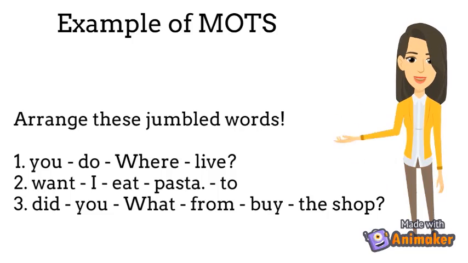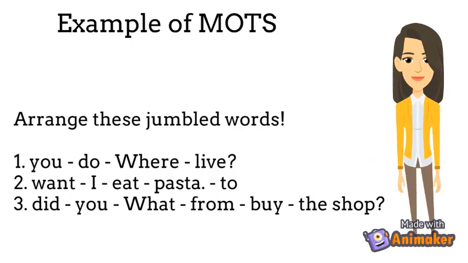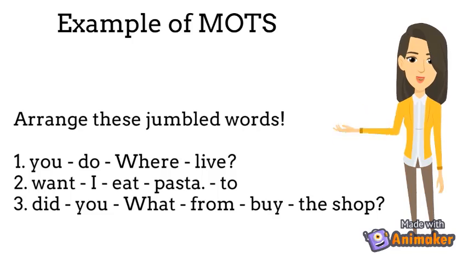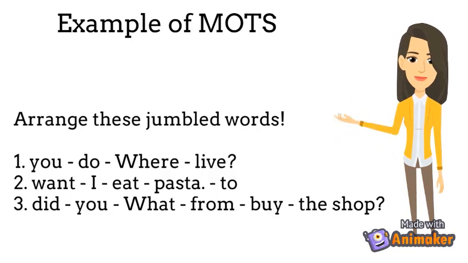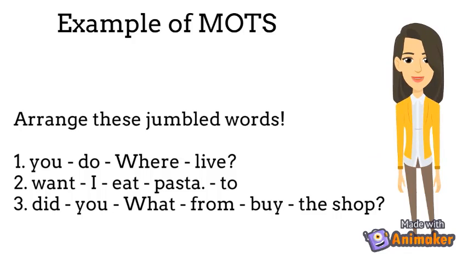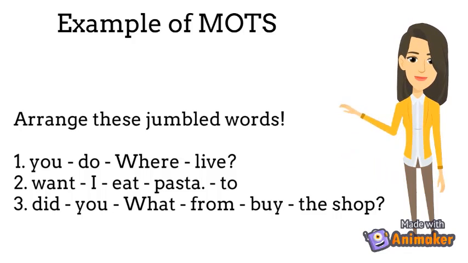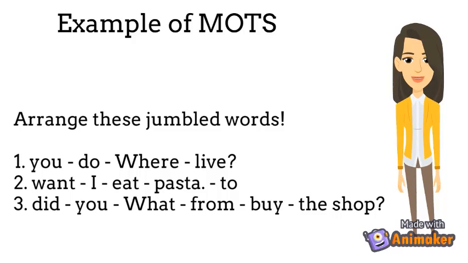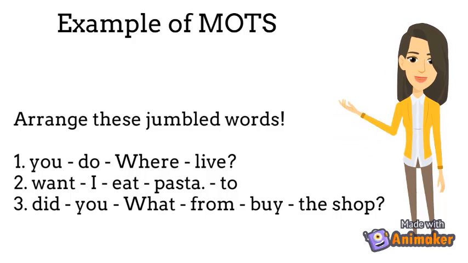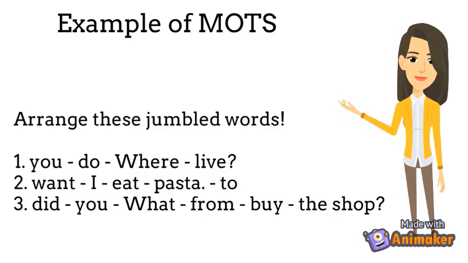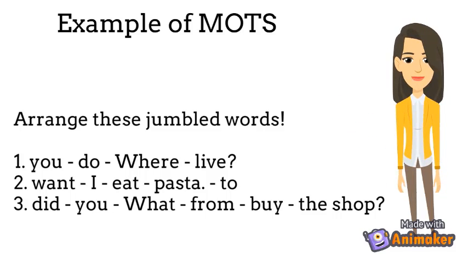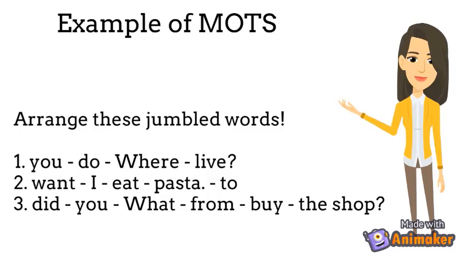Next is the example of middle order thinking skill questions. It's in the form of arranging jumbled words into good sentences. In order to make a good sentence, we need to think a bit harder because we need to know what a good sentence looks like, and then we also need to know the correct grammar, punctuation, and so on.